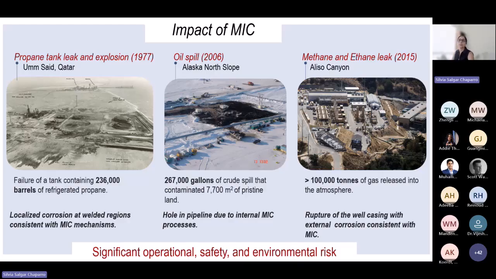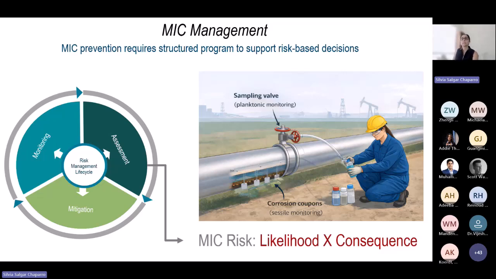My second example is an oil spill that occurred in 2006 in the Alaska North Slope. 267,000 gallons of crude oil were released to the environment, contaminating more than 7,000 square meters of pristine land. In this failure, it was understood that it was an internal corrosion problem due to a hole in a pipeline, and this one was due to the action of sulfate-reducing bacteria that were growing on the surface. And the most recent example occurred in 2015. It was a release of more than 100,000 tons of gas, methane and ethane, in the Aliso Canyon. In this case, it was a rupture of the well casing due to external corrosion problems. So we can see that MIC actually represents a significant operational, safety and environmental risk for oil and gas operations, and therefore it's very important to prevent these events from happening.